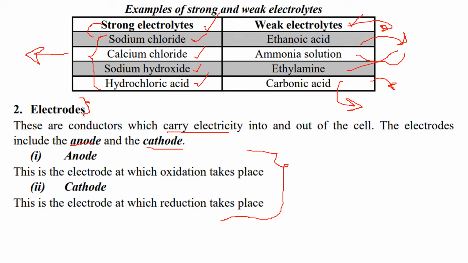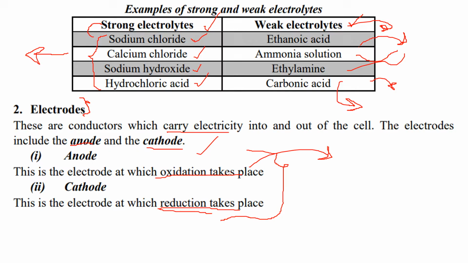So at the anode, you often find that it's going to be that electrode where oxidation takes place. And you should know this, because when you're advancing in electrochemistry, we are going to look at redox reactions. So you need to know where oxidation takes place and where reduction is taking place. And that's how you're going to master electrochemical cells. Without knowing this, you are going to have difficulties in electrochemical cells. So the anode is going to be the electrode where oxidation is going to take place, and the cathode is going to be that electrode where reduction is going to take place.